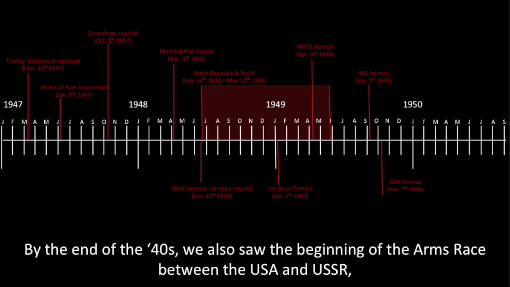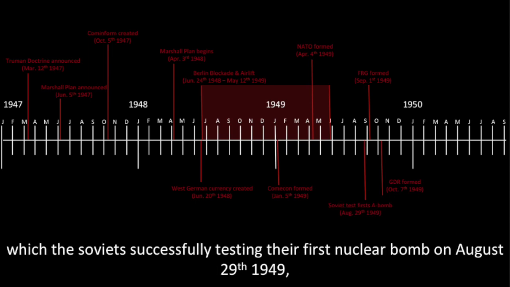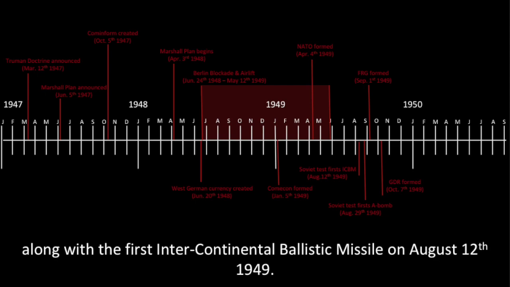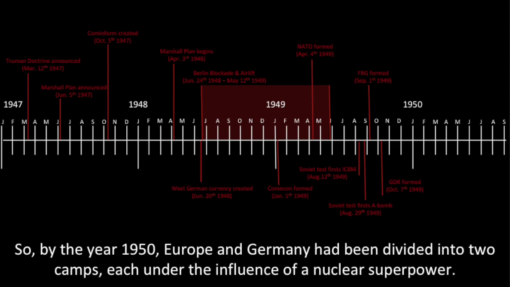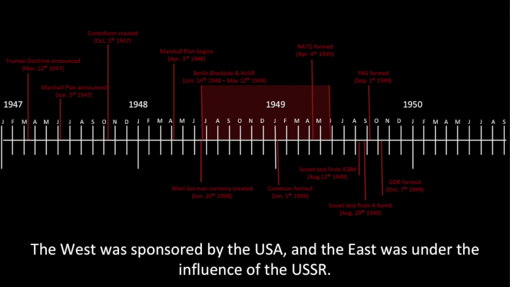By the end of the 40s, we also saw the beginning of the arms race between the USA and USSR, with the Soviets successfully testing their first nuclear bomb on August 29, 1949, along with the first intercontinental ballistic missile on August 12, 1949. So, by the year 1950, Europe and Germany had been divided into two camps, each under the influence of a nuclear superpower.